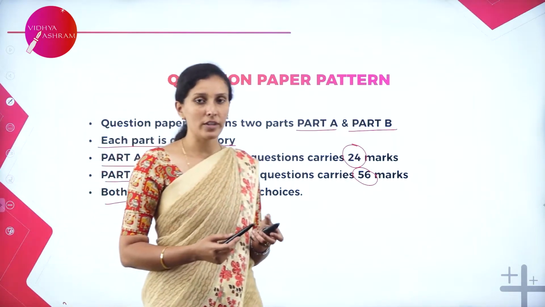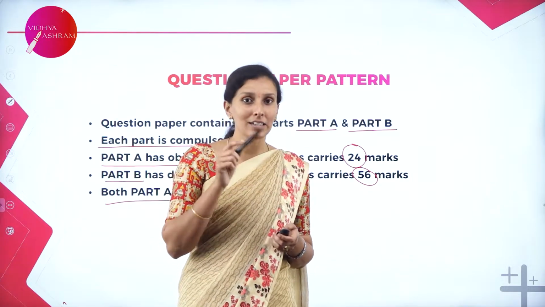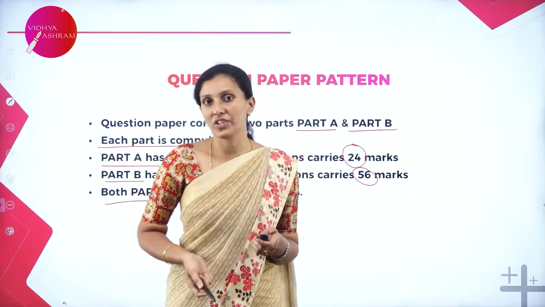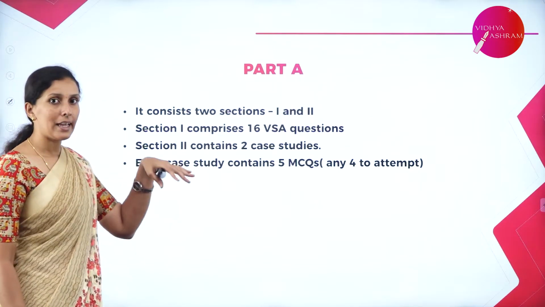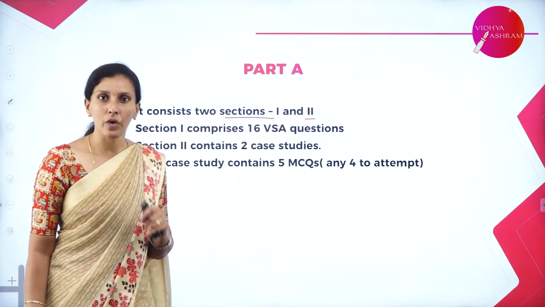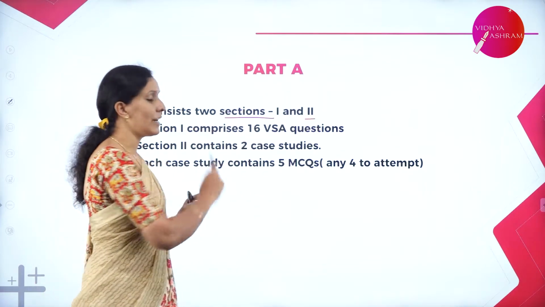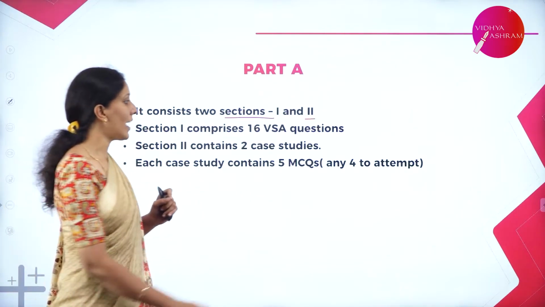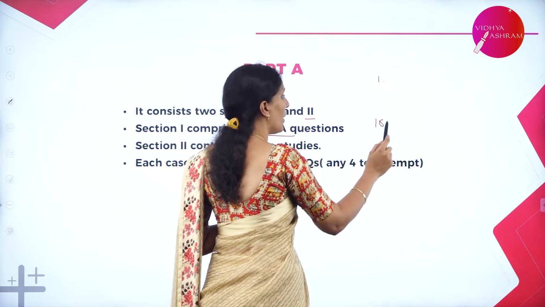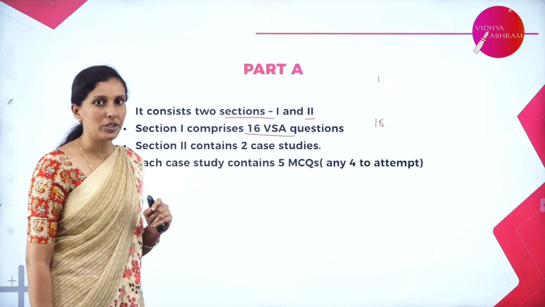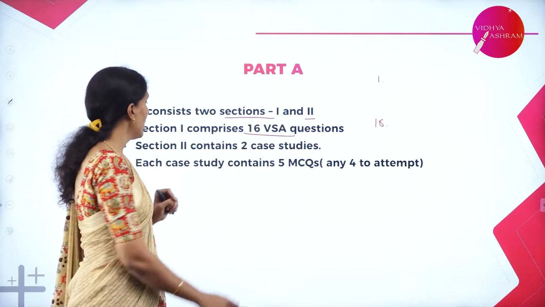But what type of choices? I already said you have only internal choices. No extra questions are given here. So, now, coming to part A, again part A consists of section 1 and 2. Section 1 contains 16 very short answer questions. From question number 1 to 16, you have very short answer questions for 1 mark each.